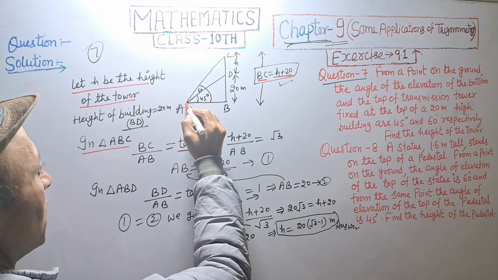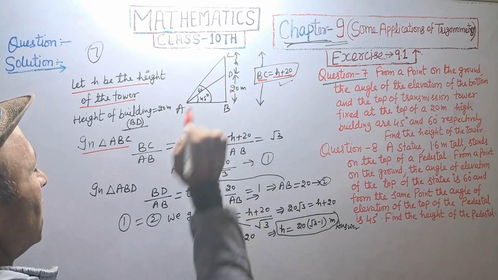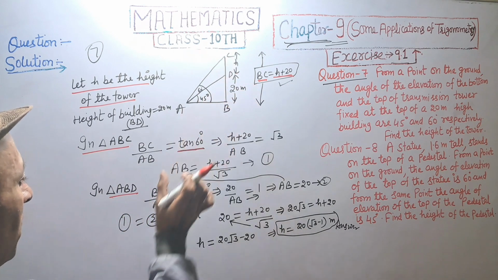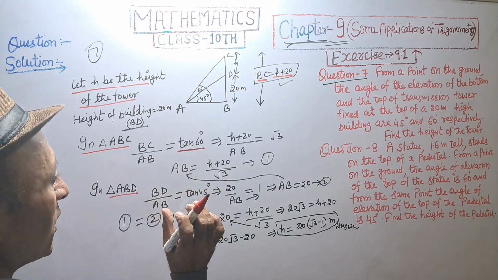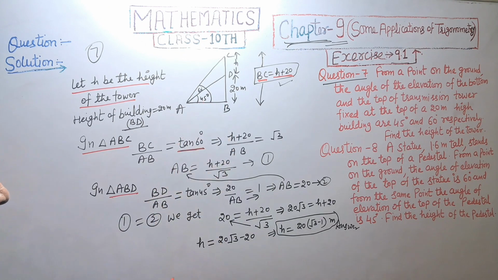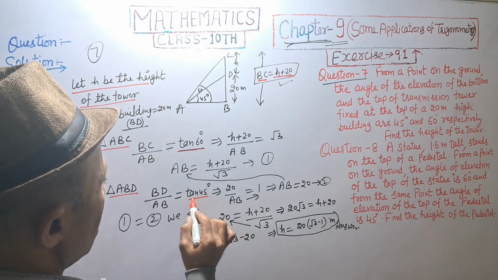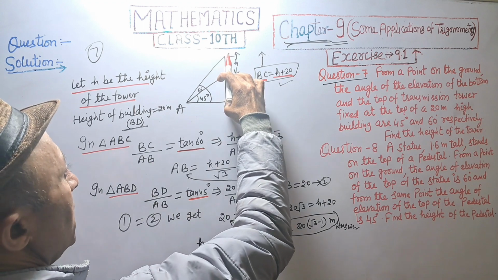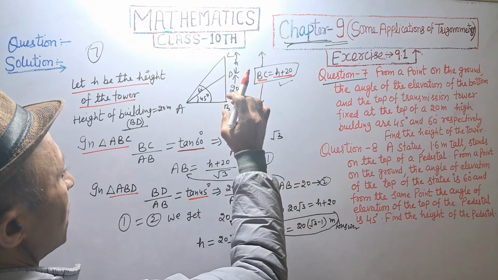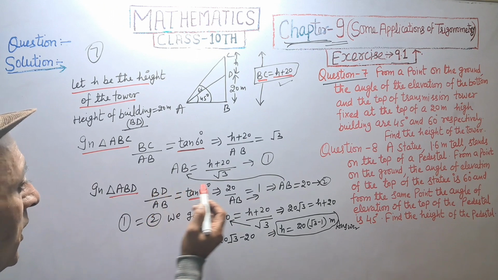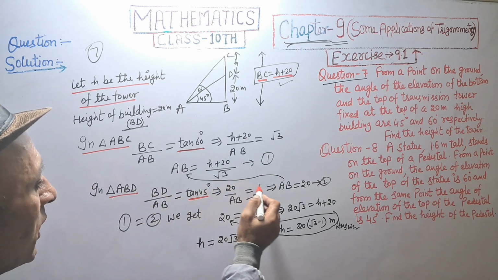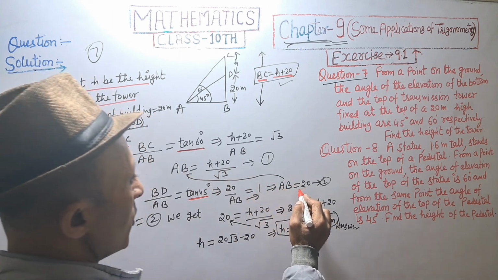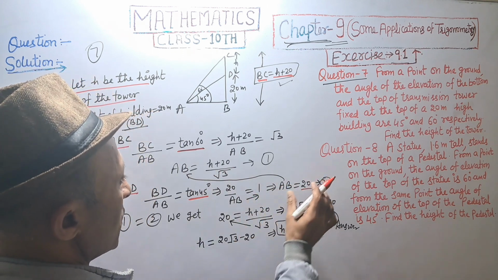And we take another triangle, that is ABD. In triangle ABD, BD upon AB is equal to tangent 45 degrees, and the value of tan 45 degrees is equal to 1. BD is the height of the building, 20 meters. So 20 upon AB is equal to tan 45 degrees, which is 1. This implies AB is equal to 20. And it's equation number second.